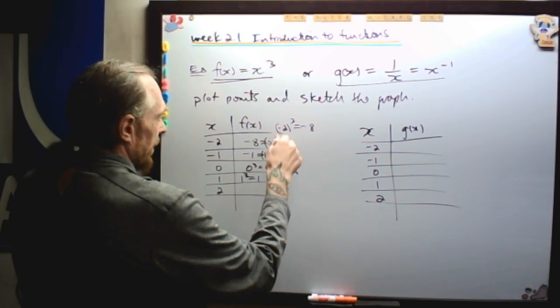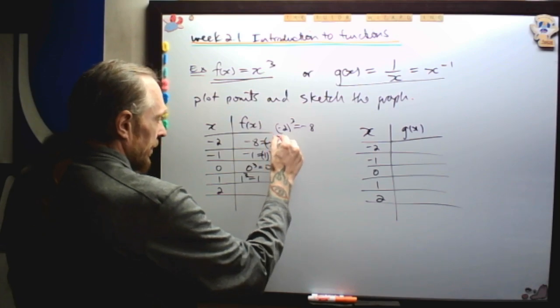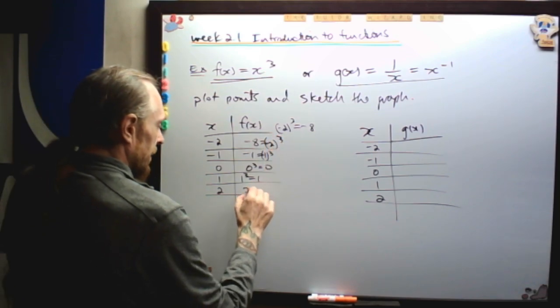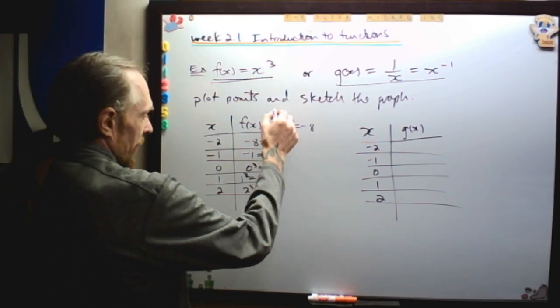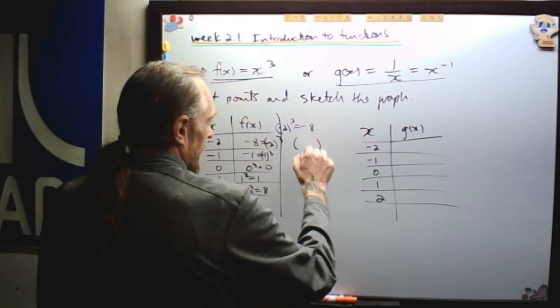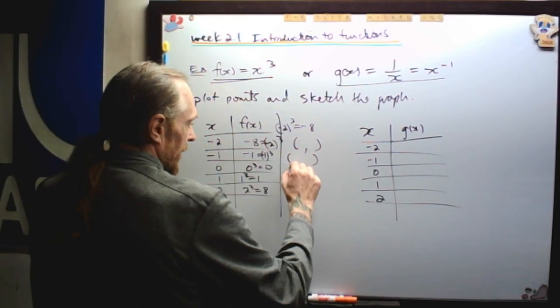Negative 2 cubed. This is 1. And then 2 cubed is 8. So we start getting ordered pairs, we're going to start calling them from last class. This is why we need the Cartesian plane.